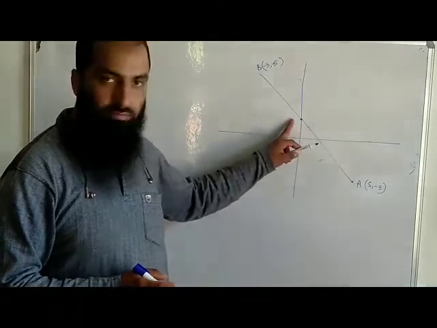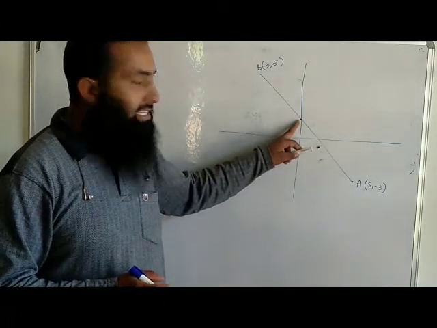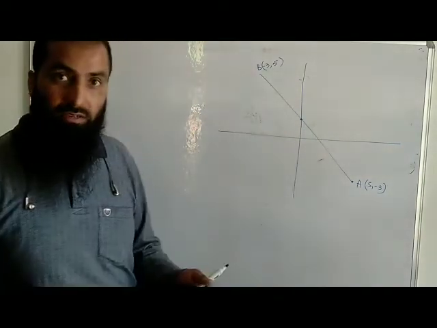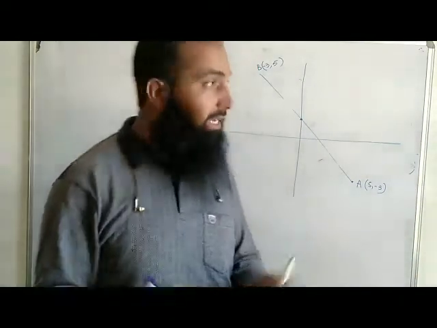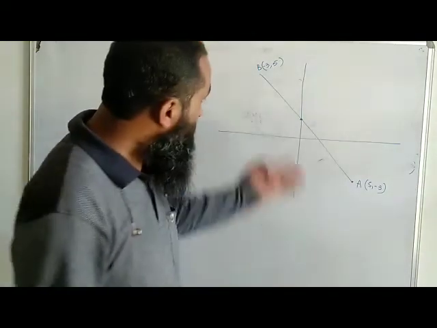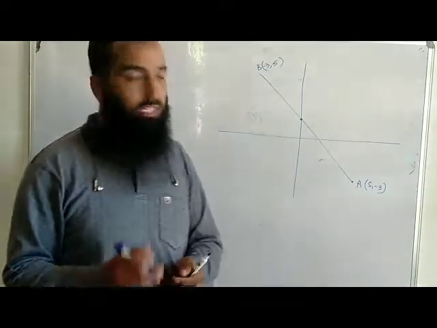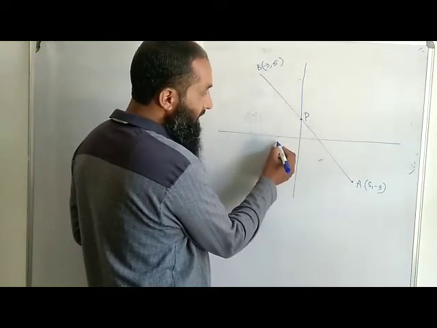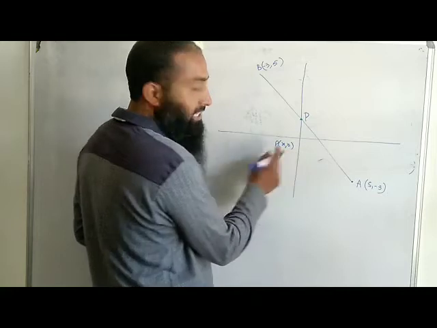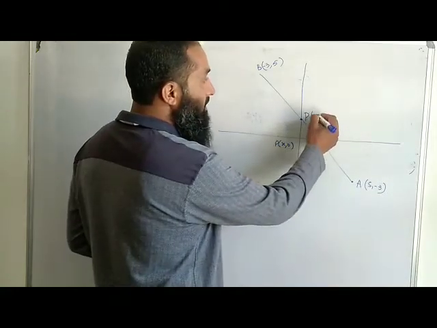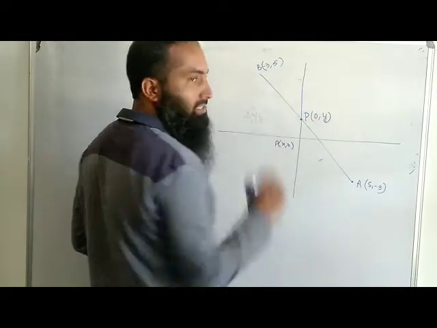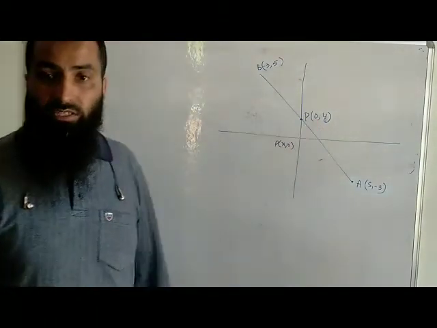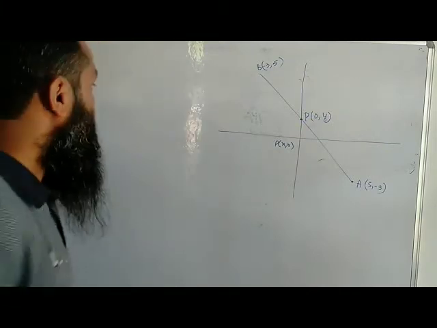Now this point lies on the y axis. It means the line joining A and B is intersected by the y axis. So we have to find the coordinates of this point. So we will write P. Here earlier we wrote P(x, 0). Here we will write P(0, y). At the x axis y is 0. At the y axis x is 0.